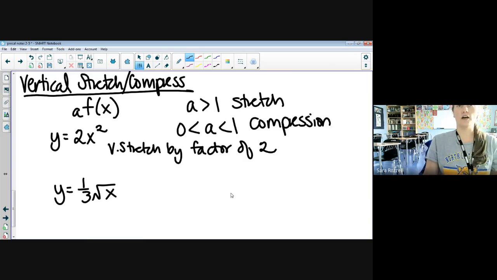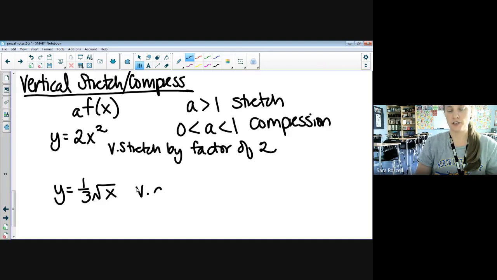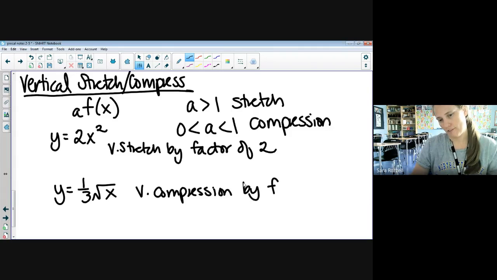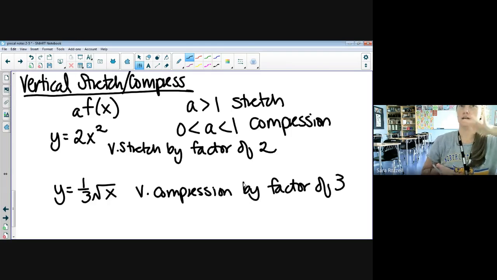Okay, our next one, we have 1/3 times the square root of x. Is this a stretch or compression? Compression. This is a compression, and this will be a compression by a factor of 3. So it got 3 times smaller than it was originally because it's 1/3 of the size. So a vertical compression by a factor of 3. So if you're 1/3 the size, you've been compressed by a factor of 3. You've divided it into thirds.